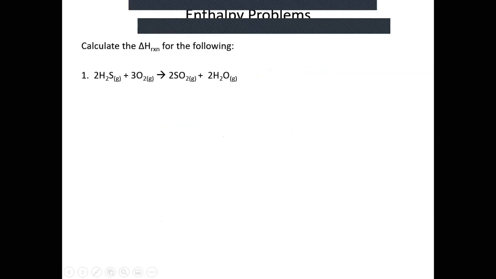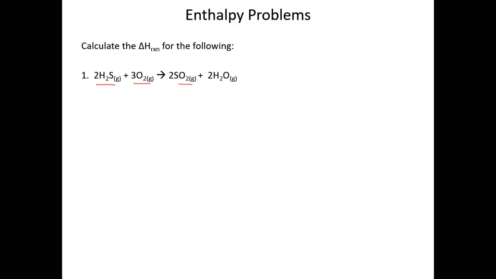Now let's look at some problems. So here we have a combustion reaction. We have a fuel plus oxygen gives us oxides of the fuel. So here, delta H should be negative, because again, it's a combustion reaction.